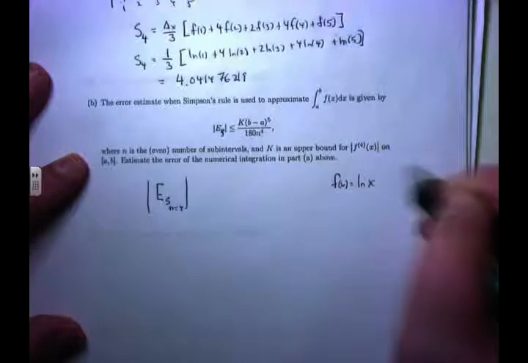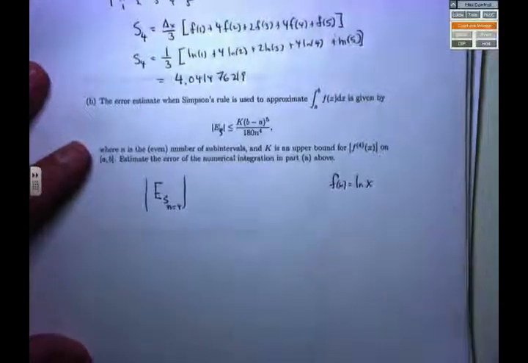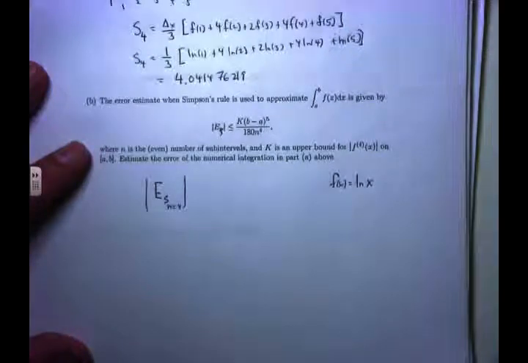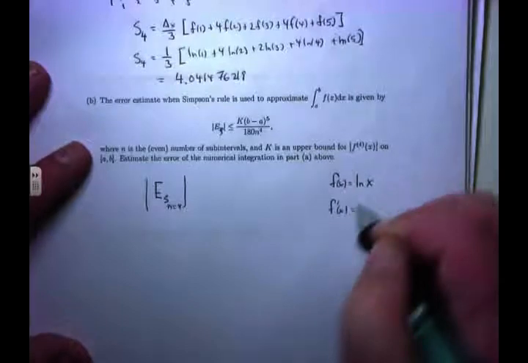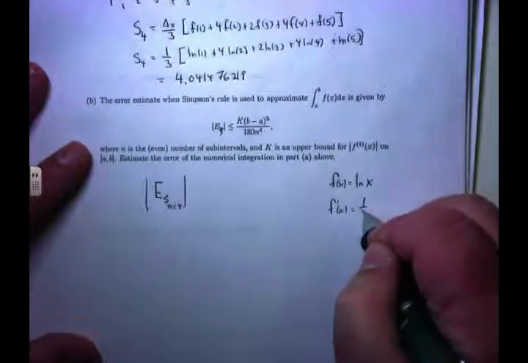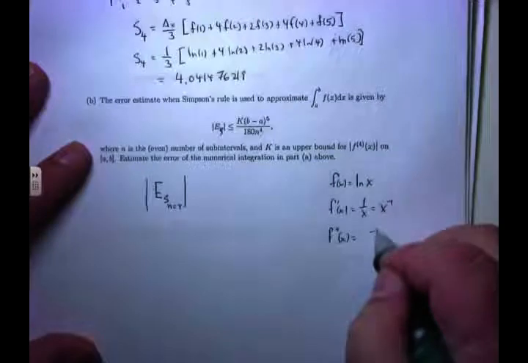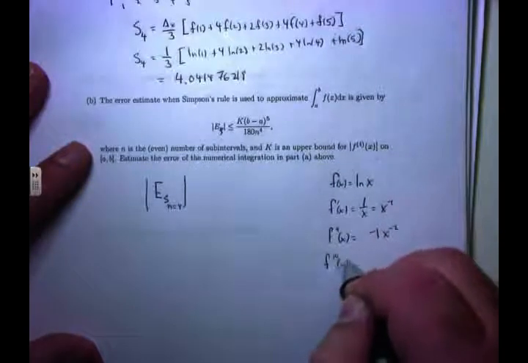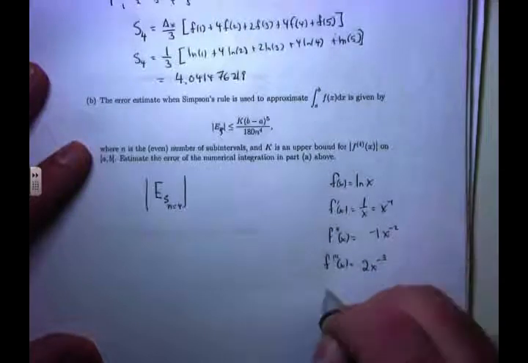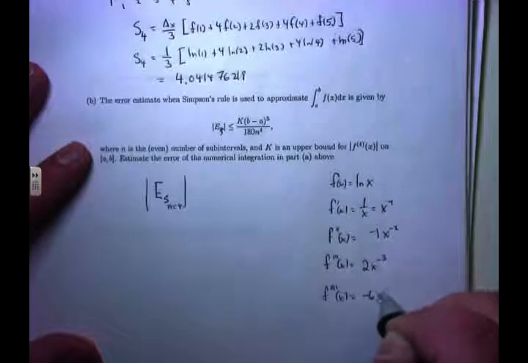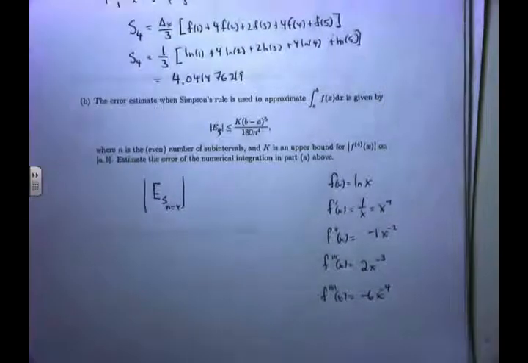My function, remind you, was the natural log of x. K is the maximum value over your interval of the fourth derivative. So knock yourself out. What is the first derivative of natural log of x? 1 over x, which is also x to negative 1. What is the second derivative? Negative 1, x to negative 2. What is the third derivative? 2x to the negative 3. What is the fourth derivative? Negative 6, x to the negative 4. Remember, on the trapezoid and midpoint formulas, K is the maximum value of the second derivative. But on Simpson's rule, it's the maximum value of the fourth derivative over the interval.